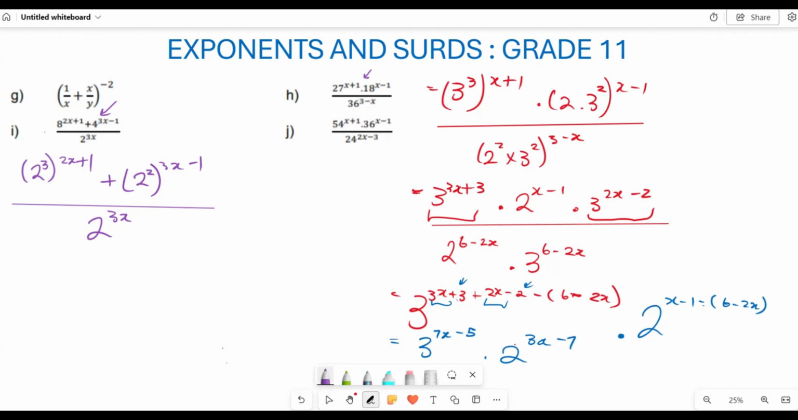So now when you start distributing, what is it that you're going to have here? Look, this is the same as 2 to the power of 6x. Now this one is going to be plus 3. I'm just distributing everything here.